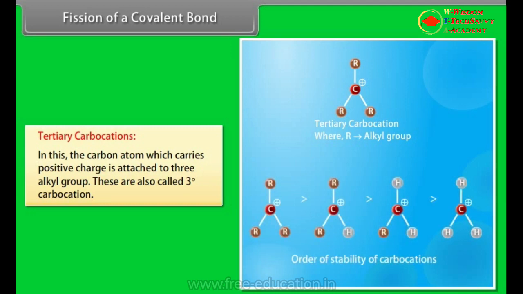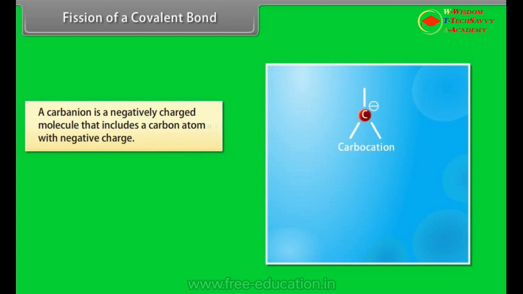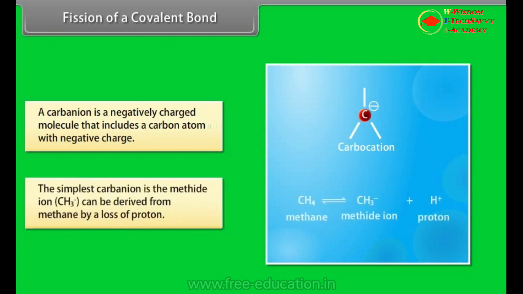Order of stability of carbocations is: a carbanion is negatively charged molecule that induces a carbon atom with negative charge. The simplest carbanion is the methide ion, can be derived from methane by a loss of proton.